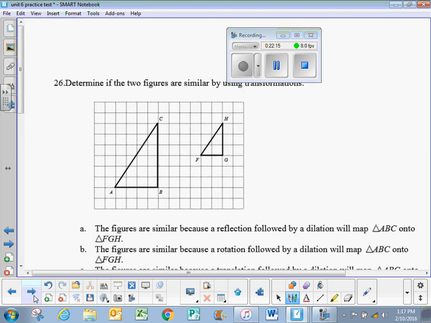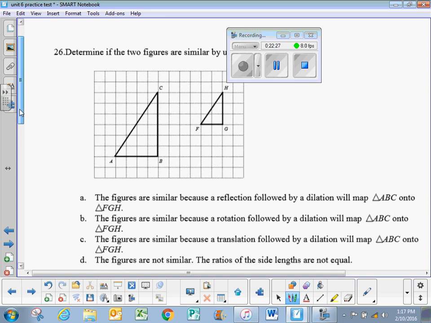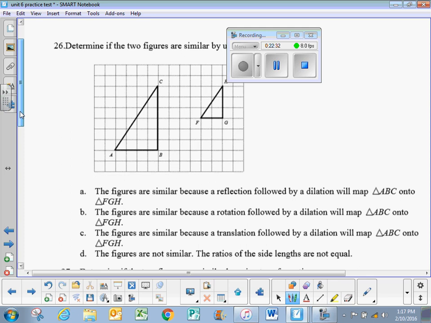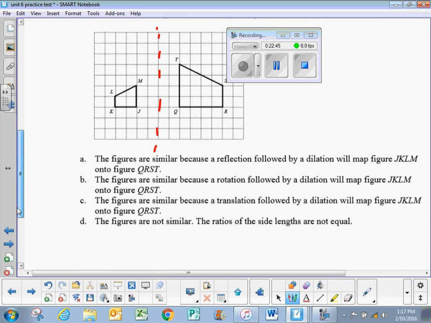26. Determine if these are similar. So ABC can be mapped onto FGH by a slide and then a dilation, right? Or a translation followed by a dilation, C. Okay, number 27. This is going to be a flip and a dilation, right? So a reflection and a dilation, A.